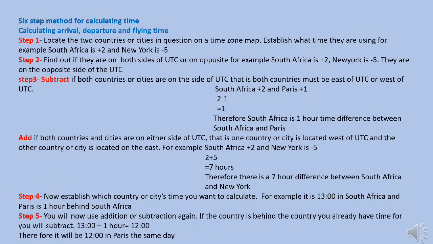Step 4. Now establish which country or city's time you want to calculate. For example, if it is 1 o'clock or 13 hours in South Africa and Paris is 1 hour behind South Africa. Step 5. You will now use addition or subtraction again. If the country is behind the country you already have time for, you will subtract. For example, 13 hours minus 1 hour is equal to 12 hours. Therefore, it will be 12 in Paris the same day.